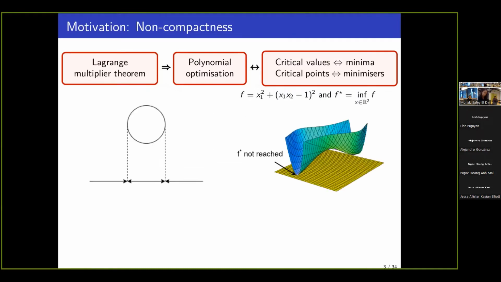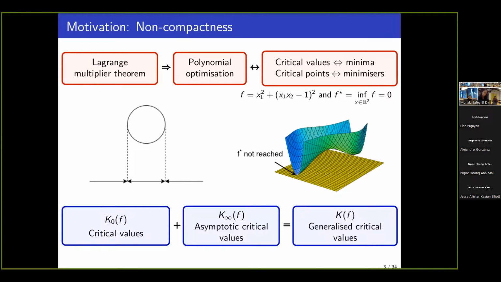But if we take a non-compact example, such as this global optimization problem, then we see that although this polynomial f has a critical value at 1, if we take a path where x1 goes to 0 and x2 goes to infinity, like 1 over x1, then f tends to 0. And this is the infimum of the polynomial since it's a sum of squares. And in this case, we call it an asymptotic critical value. And together with the critical values, they make the generalized critical values, which is what you need to handle the non-compact case.